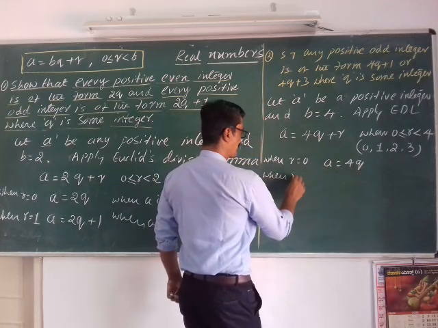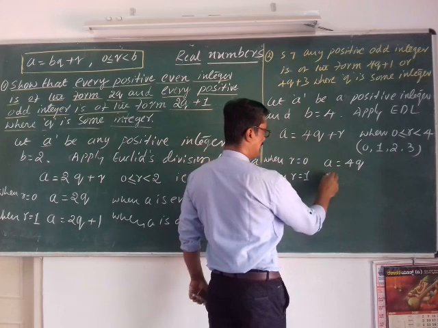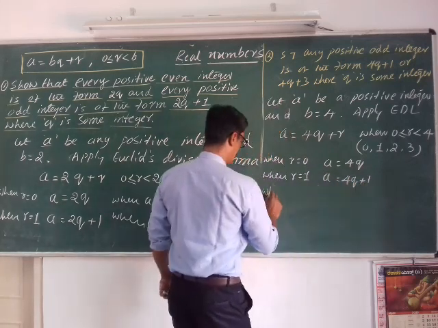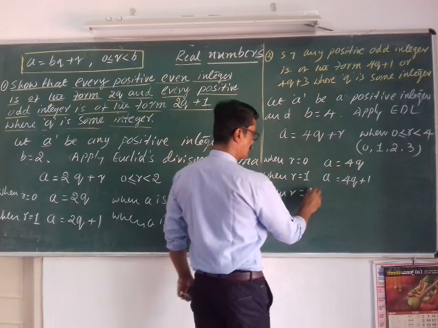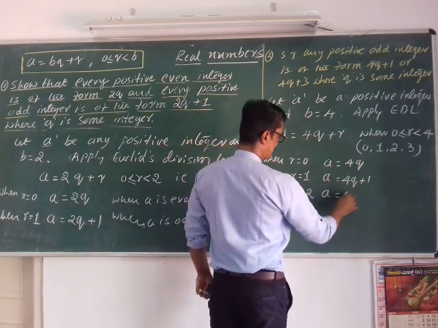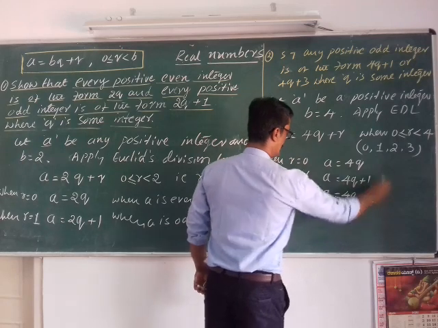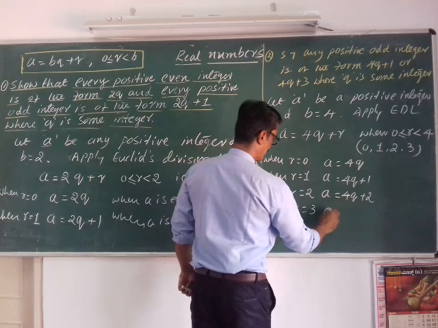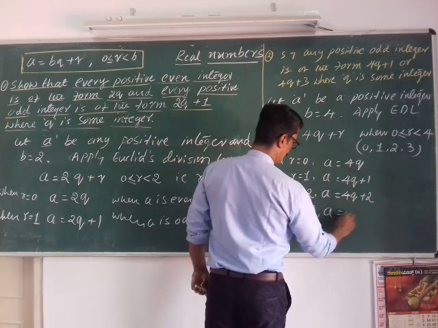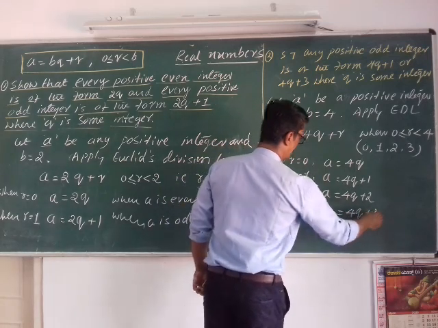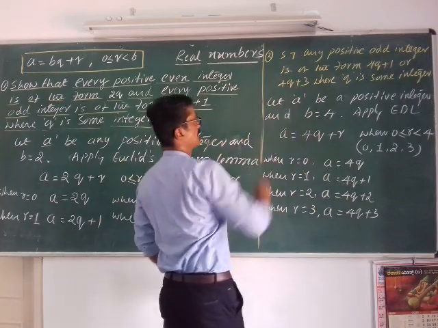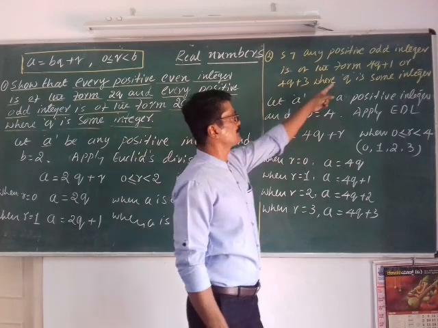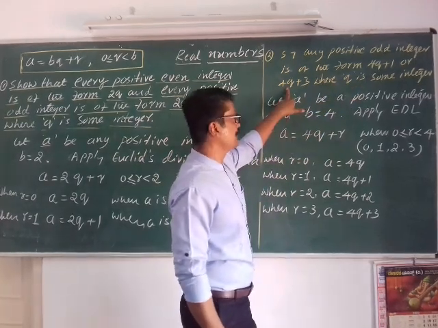When r is equal to 1, a equals 4q plus 1. When r is equal to 2, a becomes 4q plus 2. When r is equal to 3, a is equal to 4q plus 3. See, read the question. If it is an odd integer, it is of the form 4q plus 1 and 4q plus 3.